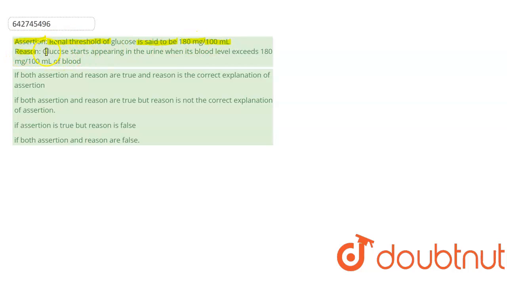The assertion is renal threshold of glucose is said to be 180 mg per 100 milliliter, and the reason is that glucose starts appearing in the urine when its blood level exceeds 180 mg per 100 ml of blood. So we have to talk about the renal threshold value of glucose.